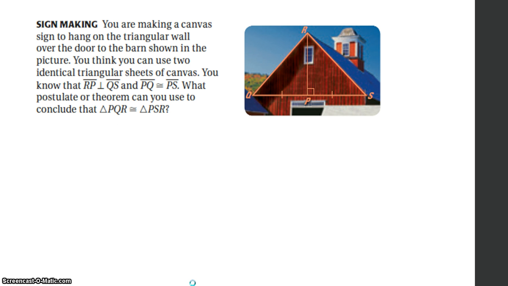One more example. You're making a canvas sign to hang on the triangular wall over the door to the barn shown in that picture. You think you can use 2 identical triangle sheets of canvas. You know that segment RP is perpendicular to QS, and that PQ and PS are congruent to each other. So we want to know, what postulate or theorem can you use to conclude that triangle PQR is congruent to triangle PSR? So let's review what we have.